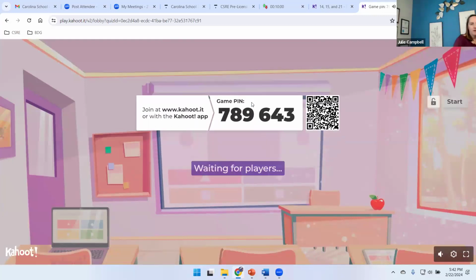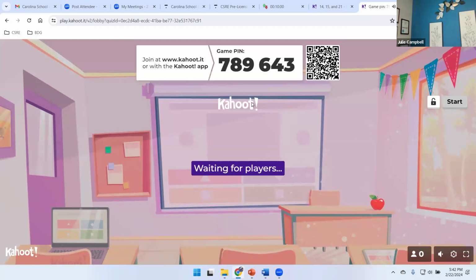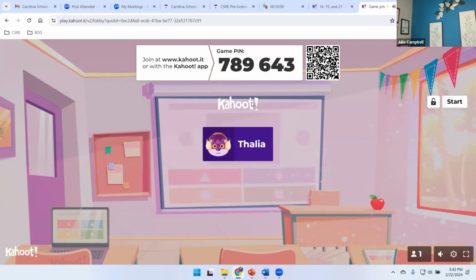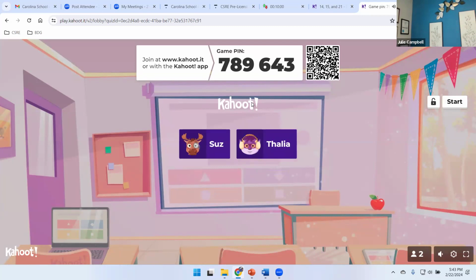So here's your QR code for this Kahoot. Go ahead and scan it and get in. If you're on the app or the website, you need a game pin. The game pin is 789643.